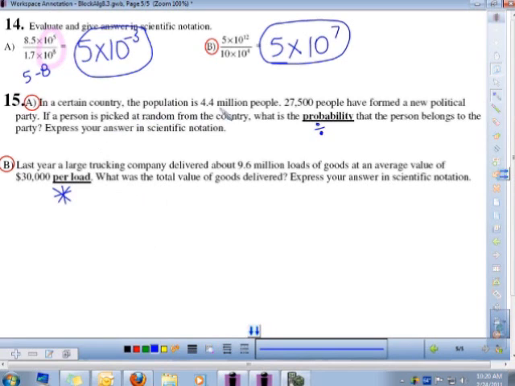In a certain country, the population is 4.4 million people. Now, million is times 10 to the 6, in case you didn't know. 27,500 people have formed a new political party. If a person is picked at random, what is the probability the person belongs to the new political party? So we're going to take the 27,500 and divide it exactly by 4.4 times 10 to the 6.